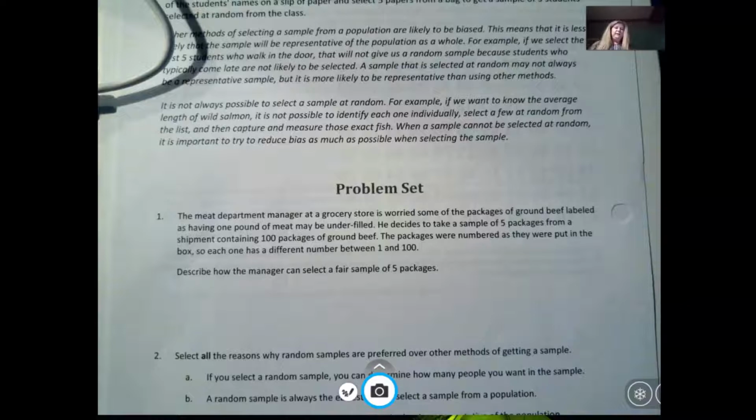So we need this to be random, that way it's fair. The easiest way to get a random sample is just to make a list of the numbers 1 to 100, put them in a bag, shake it up, and then pick out the slips of paper. The slips of paper would need to be the same size, and everyone would need the same opportunity to be chosen. So that's how I would do that.